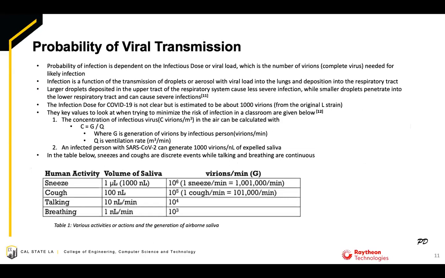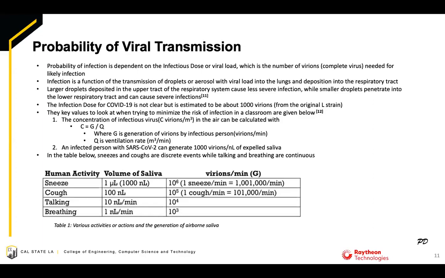Thank you, Isidro. So infection is caused by the transmission of droplets or aerosols from an infectious individual onto the respiratory tract, where larger droplets will usually cause less severe infections, but smaller droplets or aerosols can penetrate further into the lower respiratory tract and cause severe infection. The probability of infection is dependent on the infectious dose or viral load, which is the point where infection occurs. The infectious dose for COVID-19 is estimated to be about 1,000 virions.